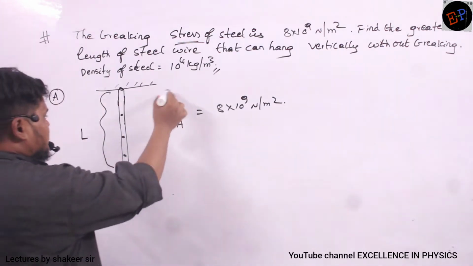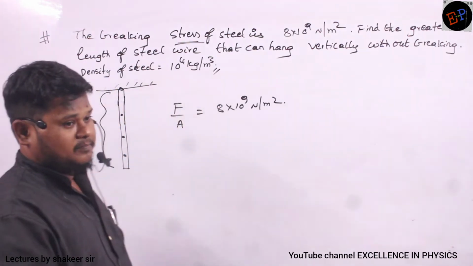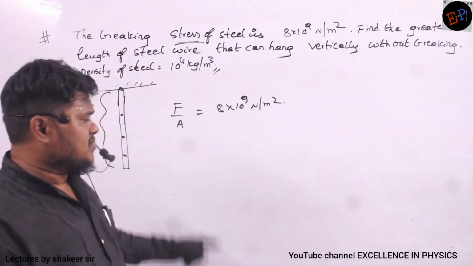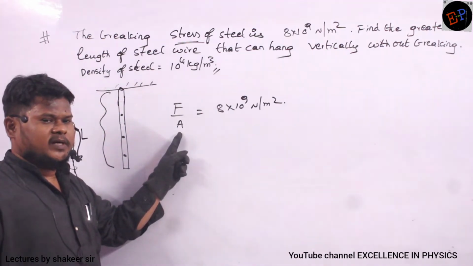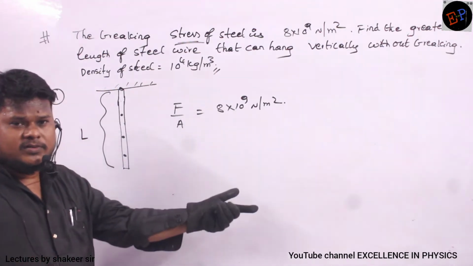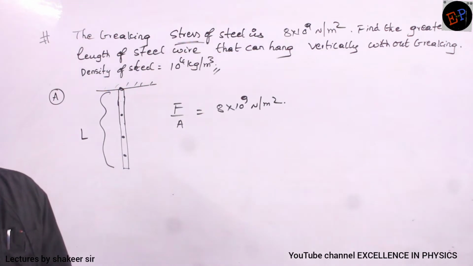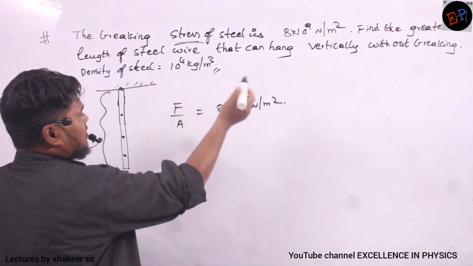So this is the maximum stress which this steel rod can bear. Stress is nothing but force per unit area. So this is the maximum force per unit area the rod can bear. After that the rod is going to break down. That is the meaning of this. So therefore, I want to calculate the length.